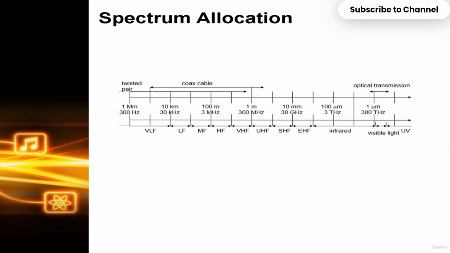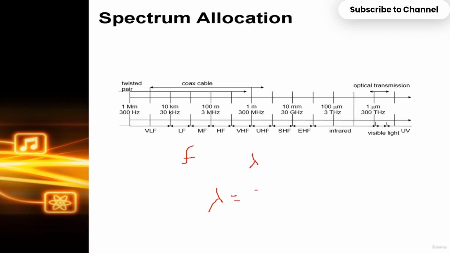As we already saw, different frequencies are used with different wavelengths. Here we can see that twisted pair cable, coaxial cable, and optical transmission media are used for communication. One more important thing you have to remember is the relationship between frequency, denoted by f, and the wavelength lambda. Lambda is given by c by f.